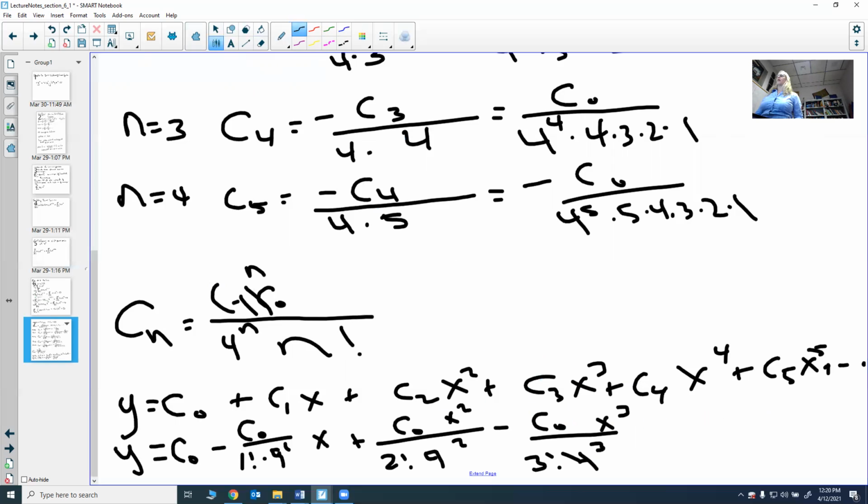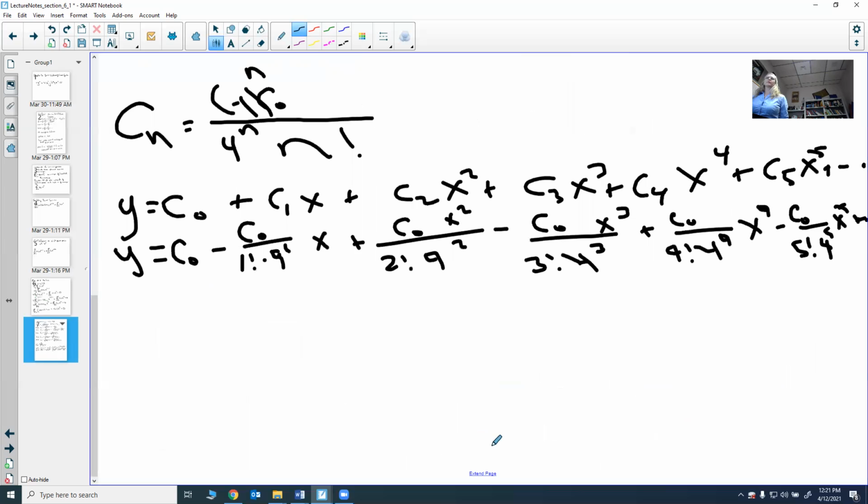Plus C4 was plus C0 over 4 factorial, 4 to the 4th. That would be x to the 4th, minus C0 over 5 factorial, 4 to the 5th, x to the 5th, plus dot, dot, dot, forever and ever.